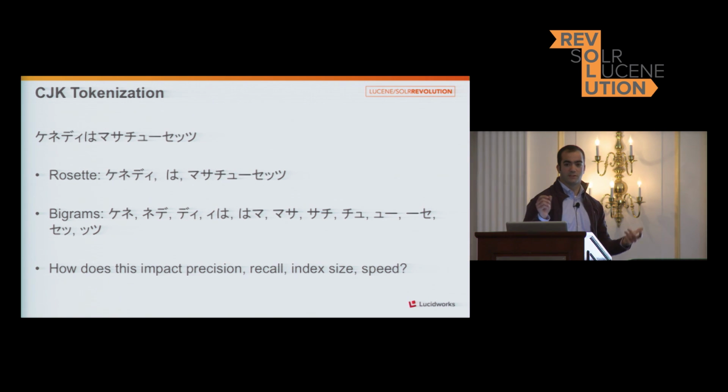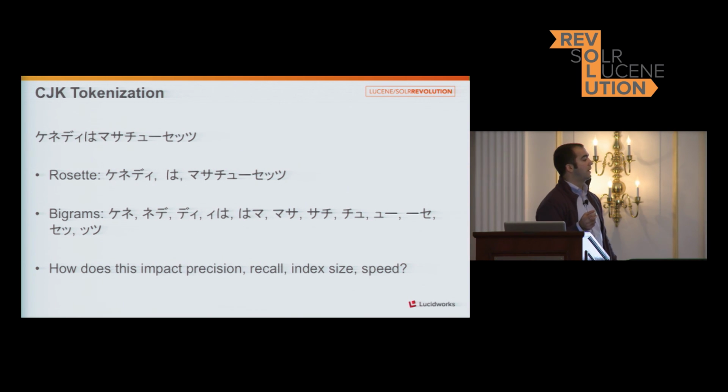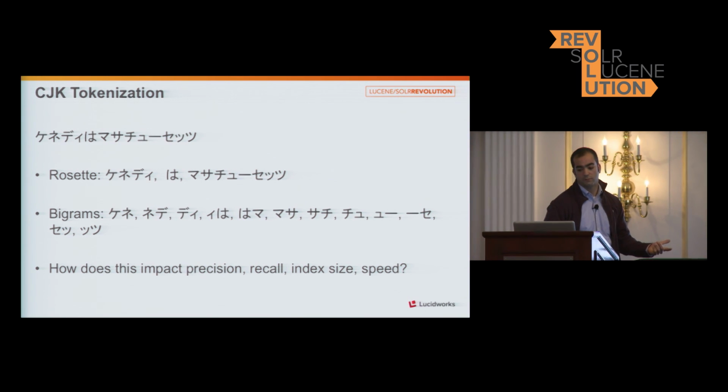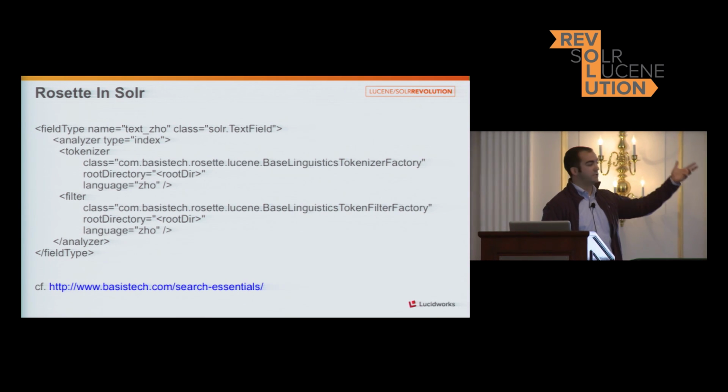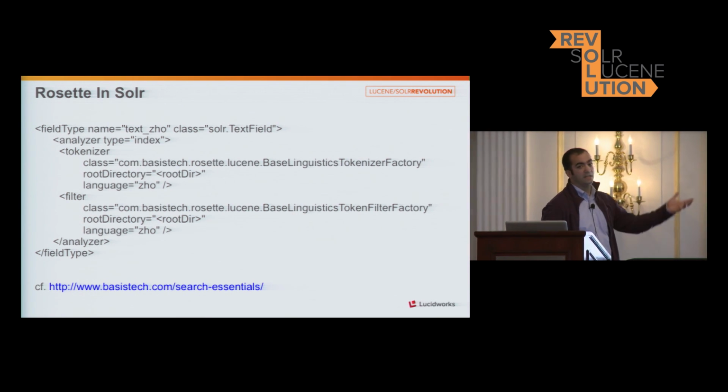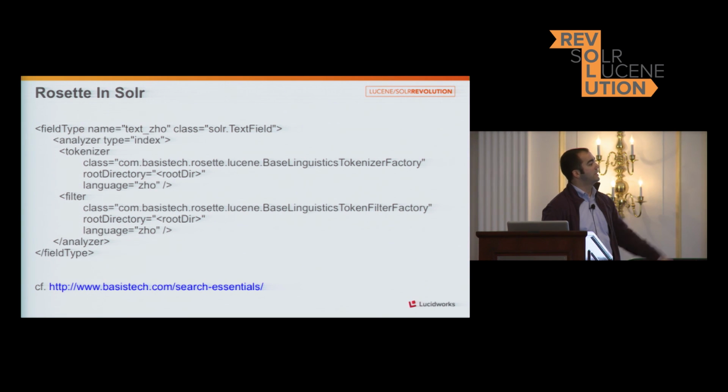So consider searches for single character terms, recall, obviously, and your index size and speed. And this is how you would specify a Chinese text field type with the Basis plugin. You can go to this link if you want to download the plugin and play with it.